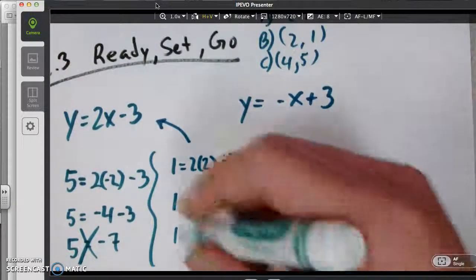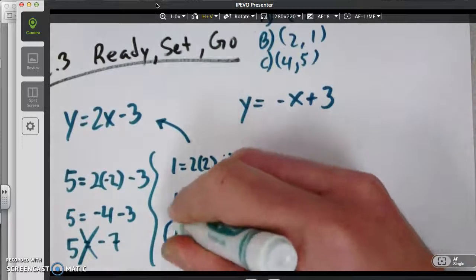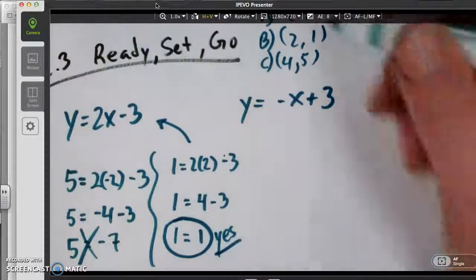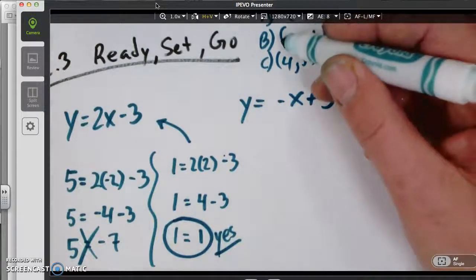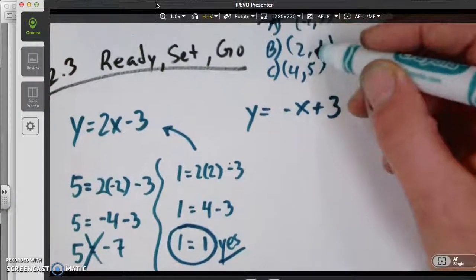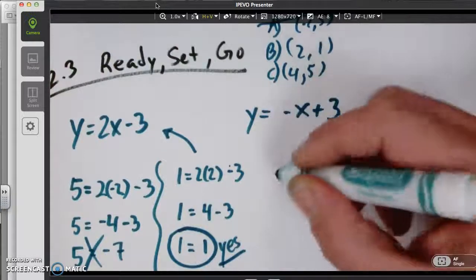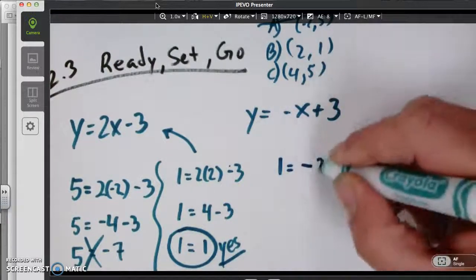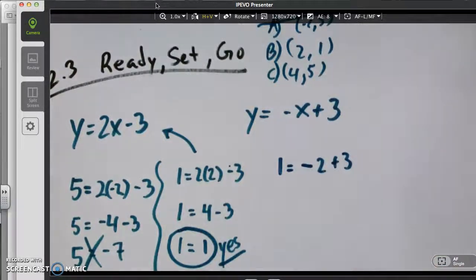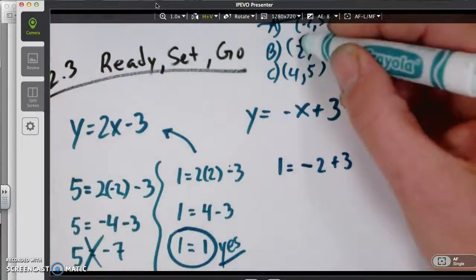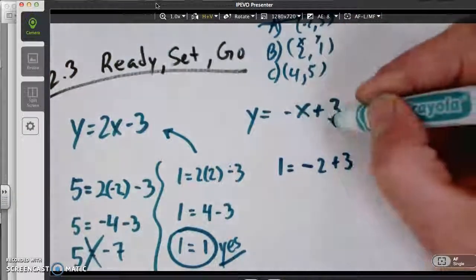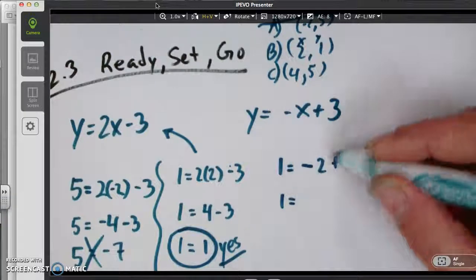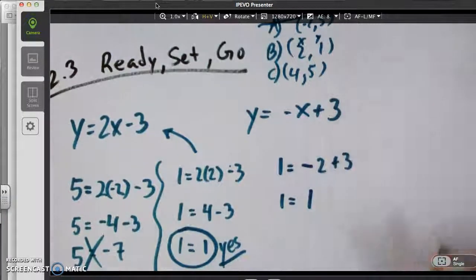Okay, so hopefully this makes sense. We should be getting something that equals itself, 1 equals 1, or something like that. Let's check what we get over here. We're still using point B, the 2 and the 1. And we're going to plug it in here. 1 equals negative x, which is 2, plus 3. So I took this x and y and plugged it into this equation. 1 equals -2 plus 3. Let's simplify that. That is the same as 1.